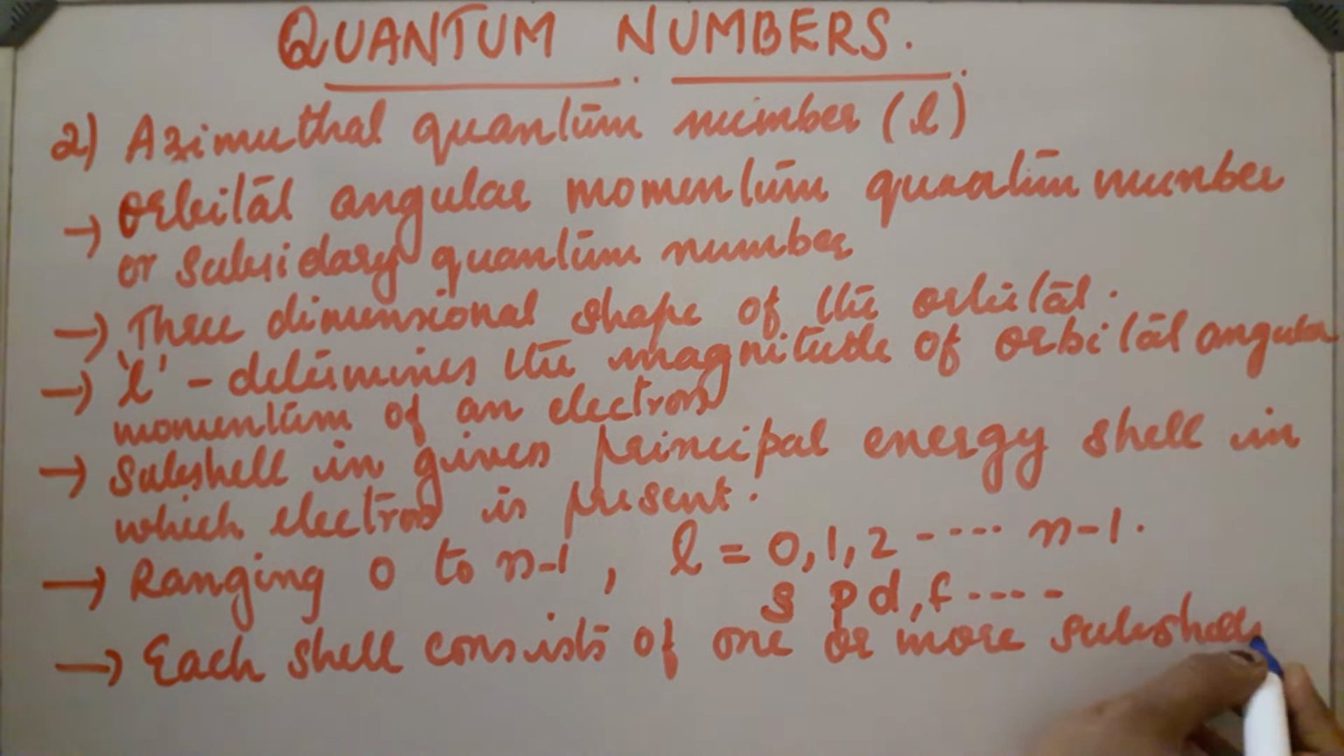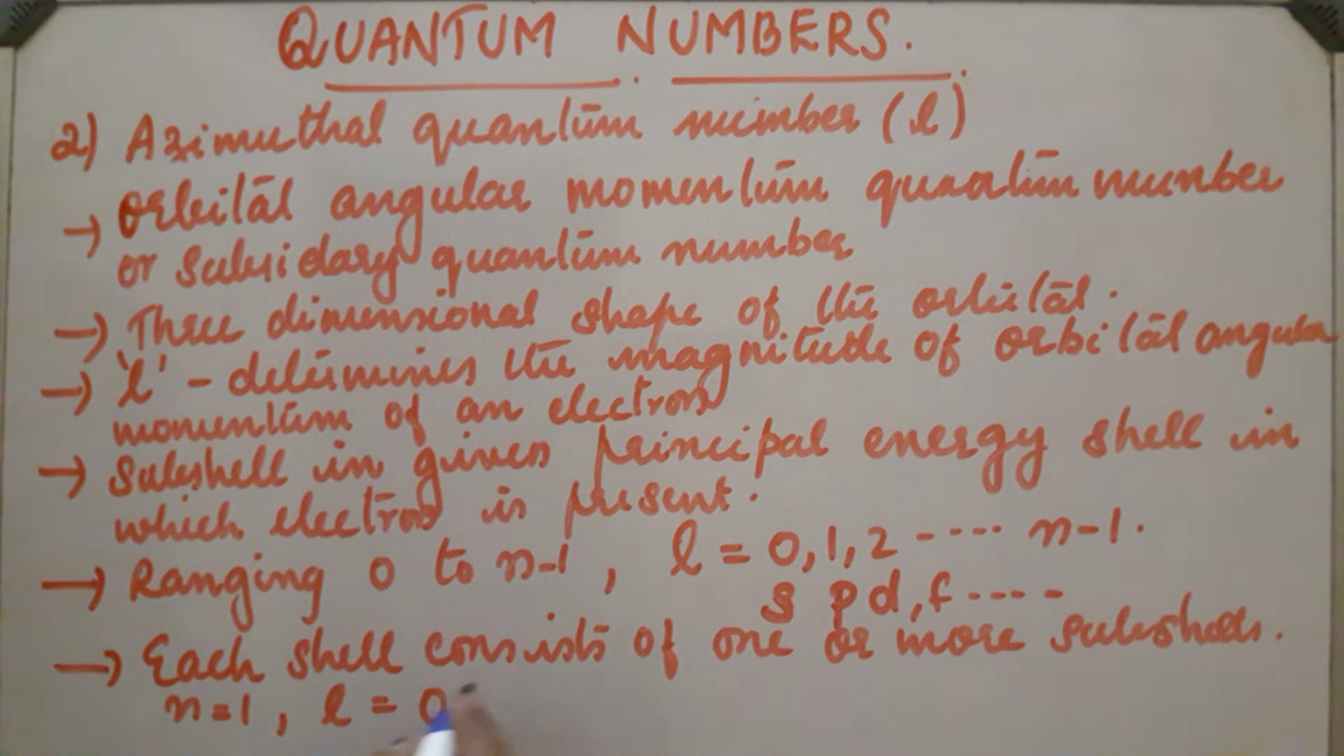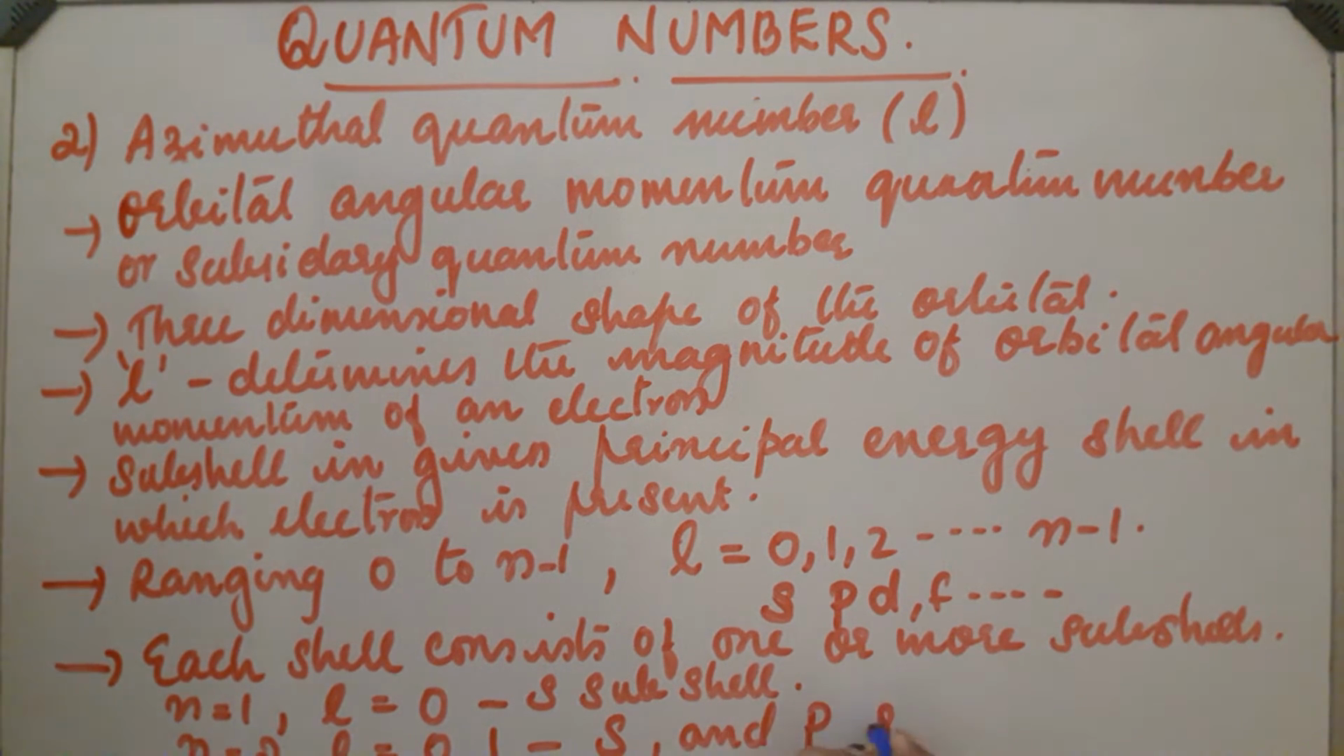Just take some examples. N is equal to 1 means L is equal to 0. L is equal to 0 means the electron is in the S subshell. Now, if N is equal to 2, then L is equal to 0 and 1. So, the electron is present in the S and P subshells. These are some examples of determining the L value.